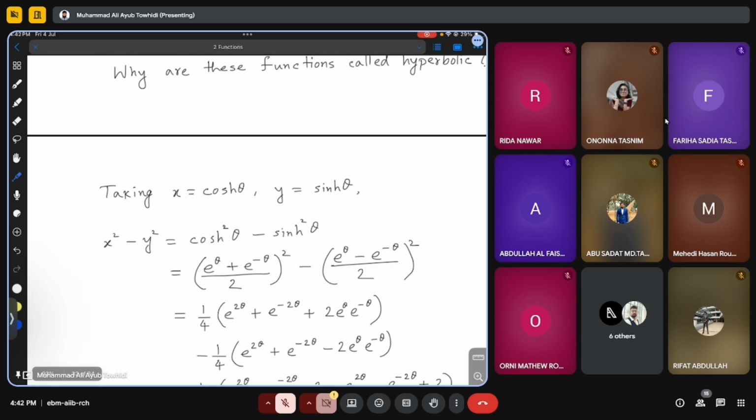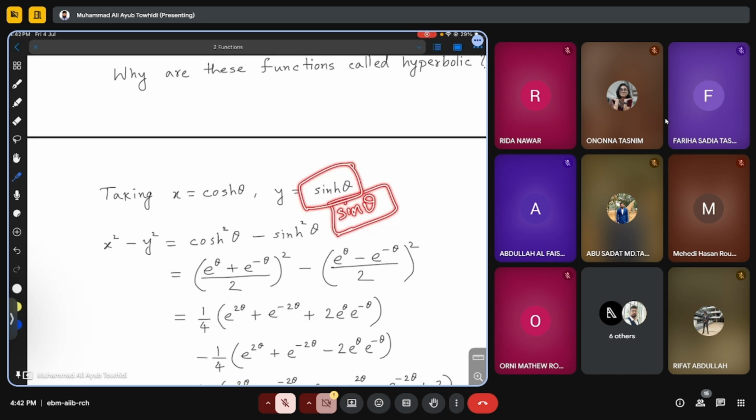Okay, so in the exams, sometimes we can have hyperbolic sine or cos theta. You have to be careful. This is not the same as sine theta. There are some similarities, but it is not the same function. Sine theta and sinh theta are totally different. Similarly, cos theta and cosh theta are totally different. Clear? Any question on hyperbolic functions? Okay.